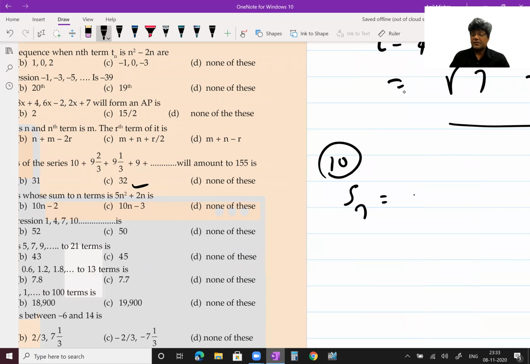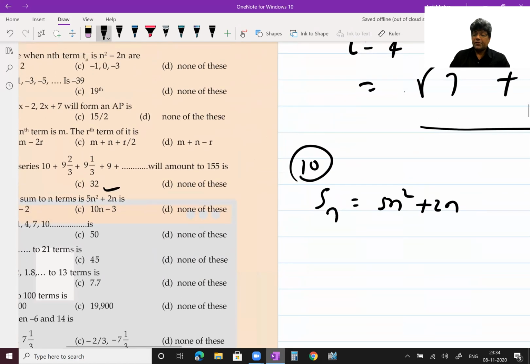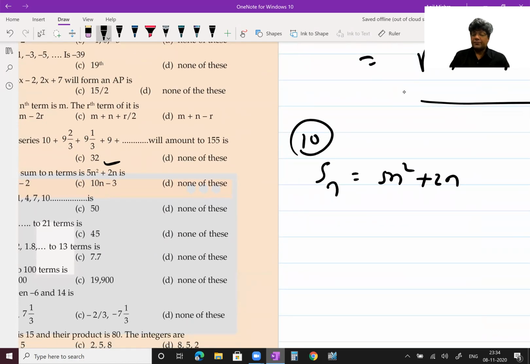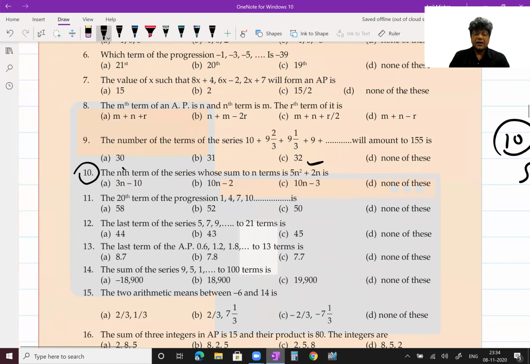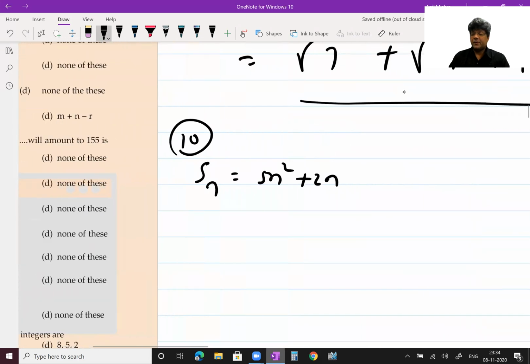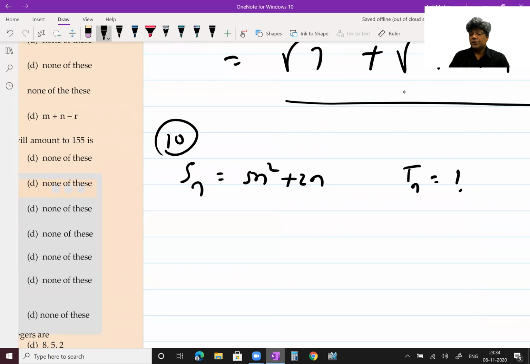Sn is given, that is equal to 5n square plus 2n. So if I put n is equal to 1... no, guys, the question is asking for the nth term. That means they have asked for Tn. So if you want to do it by the original method, you know what you should do? Tn can be written as Sn minus S(n-1).